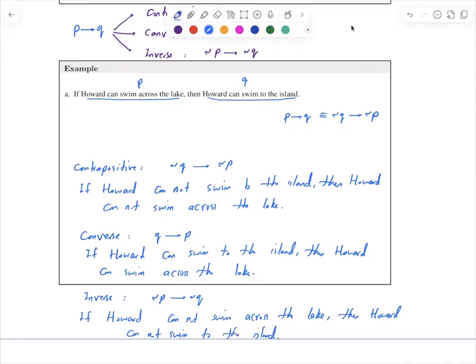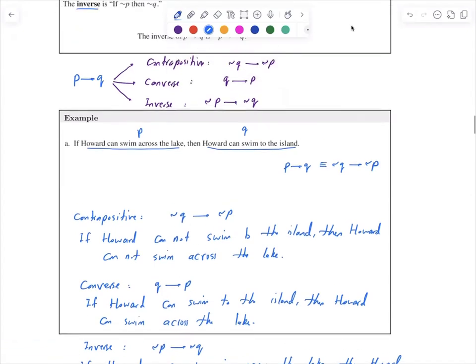So that's how we write down the contrapositive, converse, and inverse of implication. As I mentioned before, the important part for you is to notice that P then Q is equivalent to not Q then not P. We use this in mathematical proof. The purpose of introducing these logical statements and their equivalence is to use them in proving statements.